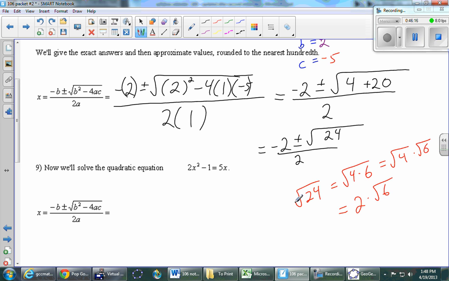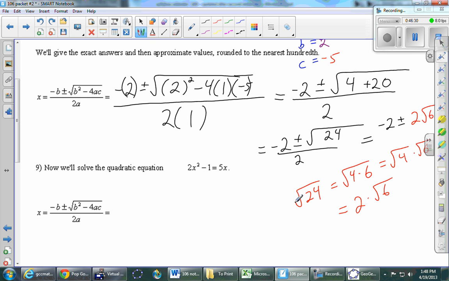Yeah, so I just did this on the side here, so I'm going to come back, Katrina, and I'll put the 2 in here in black. So -2 plus or minus, and then instead of the square root of 24, we just figured out it's really 2 radical 6. Everybody see it? The square root of 24 became 2 root 6. And it's not our final answer.